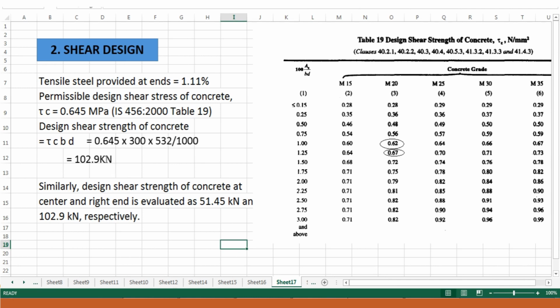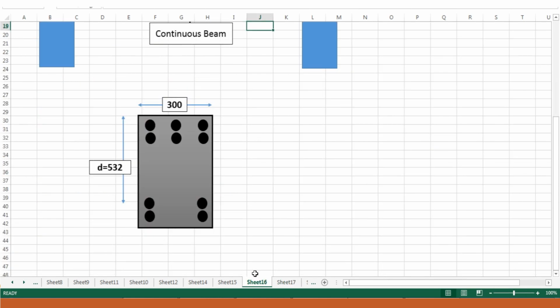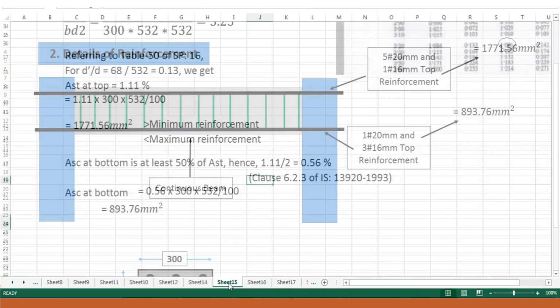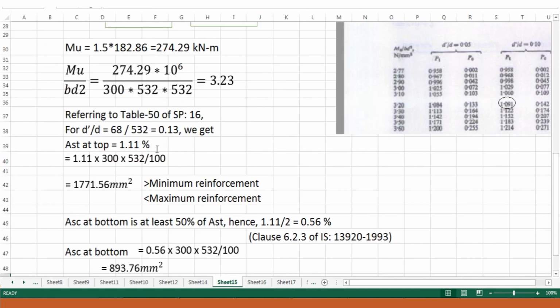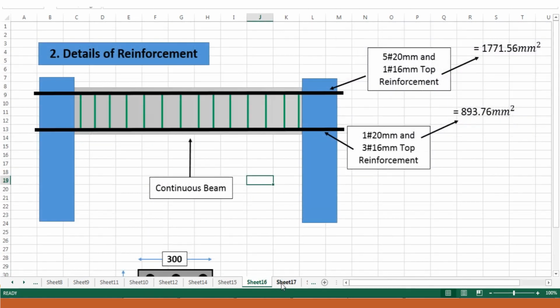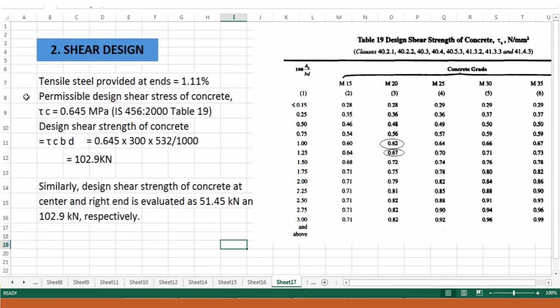Next, we move to the shear design of this beam. Now, the tensile steel that's provided at the ends is 1.11%. How? We know it from here. It's 1.11% Ast at top. So the tensile steel that's provided is 1.11%.